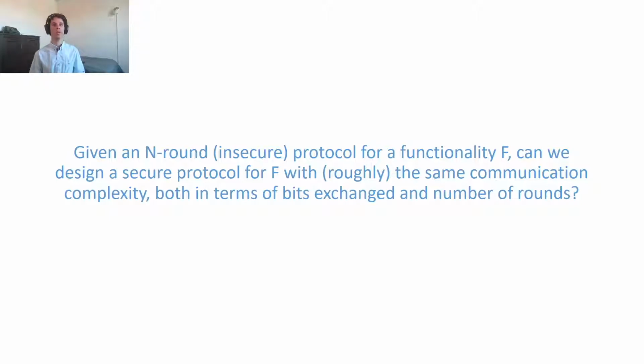In this work, we consider the problem of taking an n-round insecure protocol for a functionality f and designing a secure protocol for f with roughly the same communication complexity, both in terms of the number of bits exchanged and the number of rounds. This result will allow us to lift results from communication complexity literature directly into the secure computation setting.